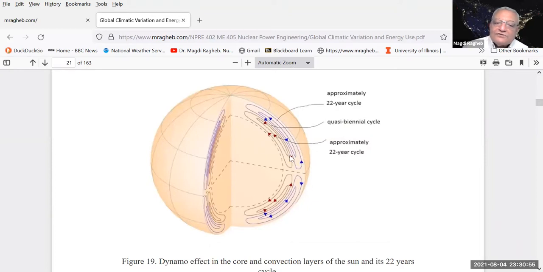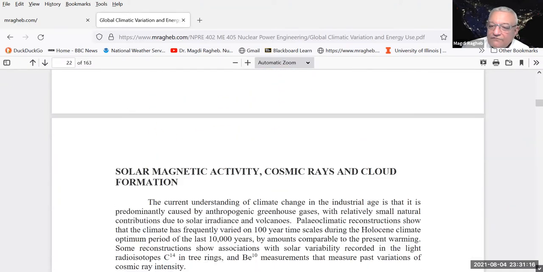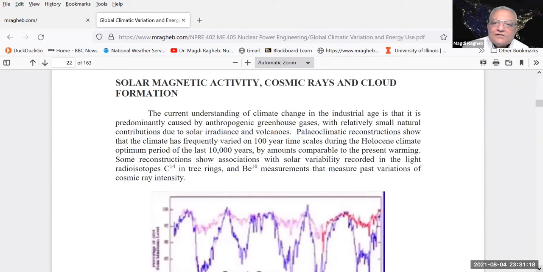You find that you generate currents and magnetic fields, and this leads to that 22-year cycle, or half of it is the 11-year cycle. There is also a cycle that happens every 2 years, but the solar cycle is really 22 years when you have a total variation in general.